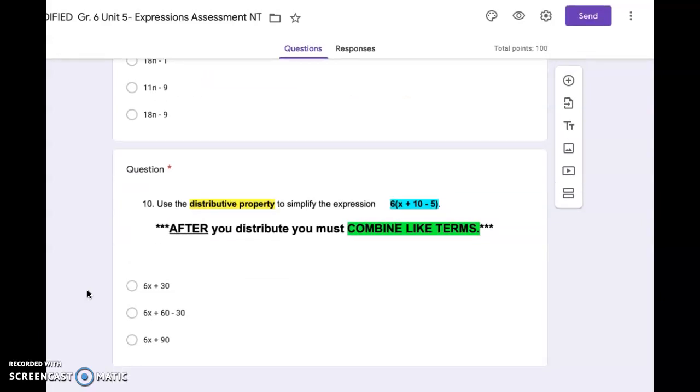And number 10, use the distributive property to simplify the expression. 6 parentheses x plus 10 minus 5. Remember, after you distribute, you must combine like terms. Your choices are 6x plus 30, 6x plus 60 minus 30, or 6x plus 90.